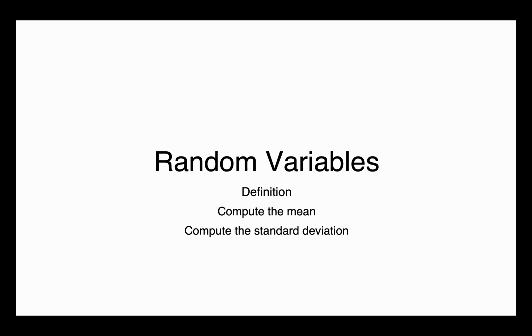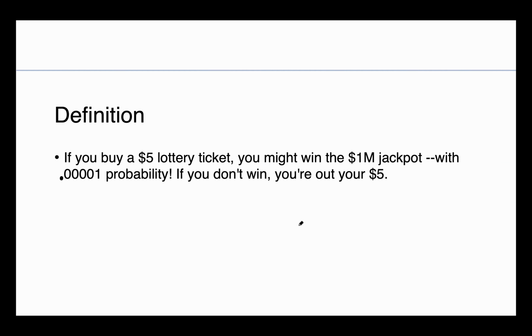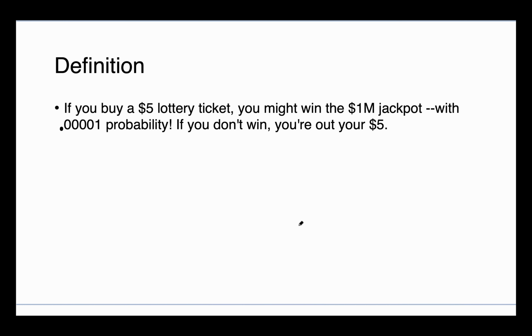In this video, I'll teach you about random variables, how to compute the mean, and how to compute the standard deviation. So we'll start with an example. If you buy a $5 lottery ticket, you might win the $1 million jackpot with a 0.00001 probability. If you don't win, you're out your $5.